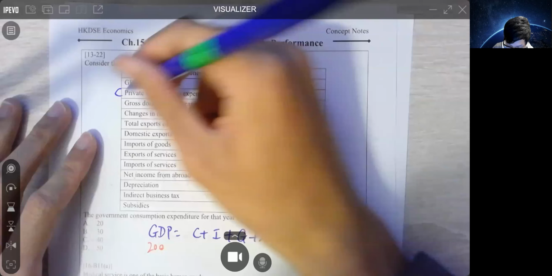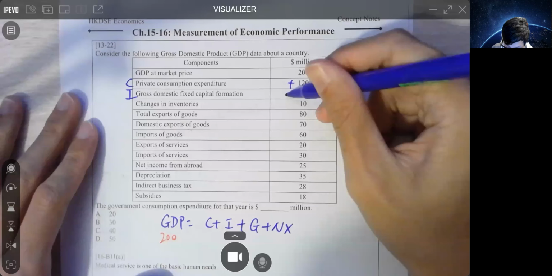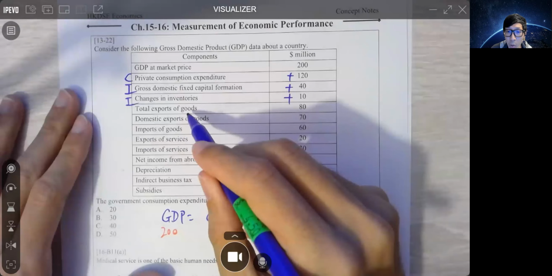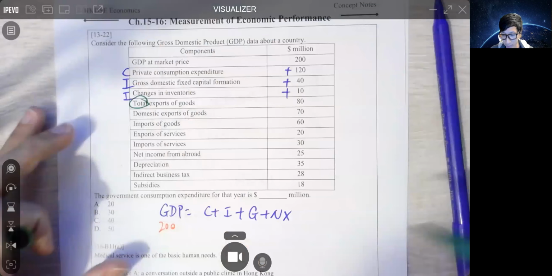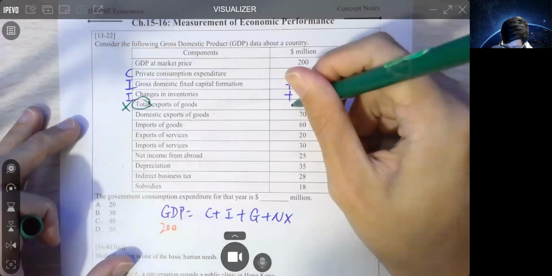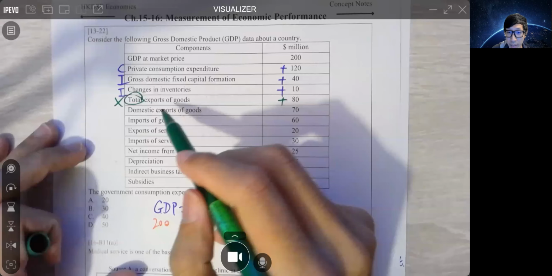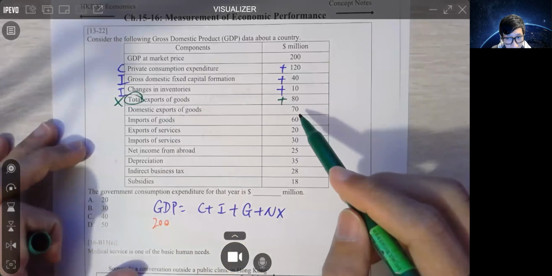What about the others? Private consumption, C, this is positive. Gross domestic fixed capital formation, part of I. Change in inventory, part of I. Total export of goods, be careful, this one is total export of goods. Okay, so this is export plus 80. Let's skip a little, because this is already total export. Therefore, domestic export, you see 70 here, right? It is also part of export.